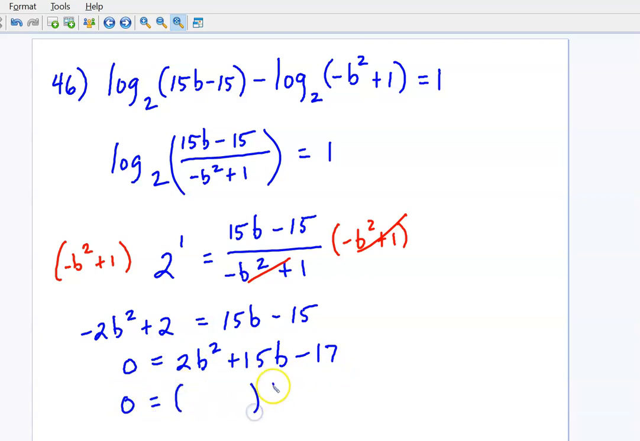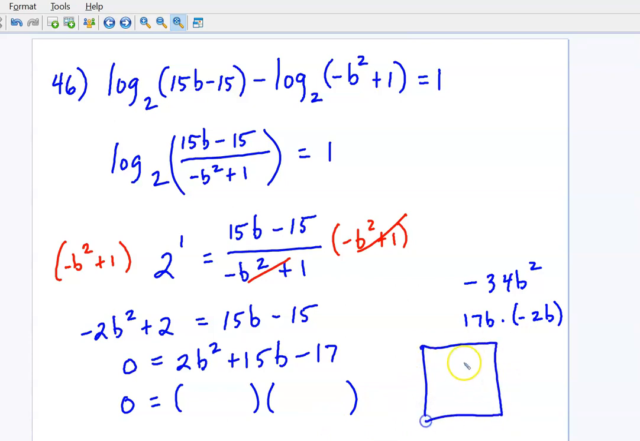And you could test, see if the box method could be used. So the first and last terms multiplied together would be negative 34b squared. And so I'm looking for factors of negative 34b squared that would add up to 15b. And they do exist, 17b and negative 2b. So I can use the box method. Let's just go ahead and do that real fast.